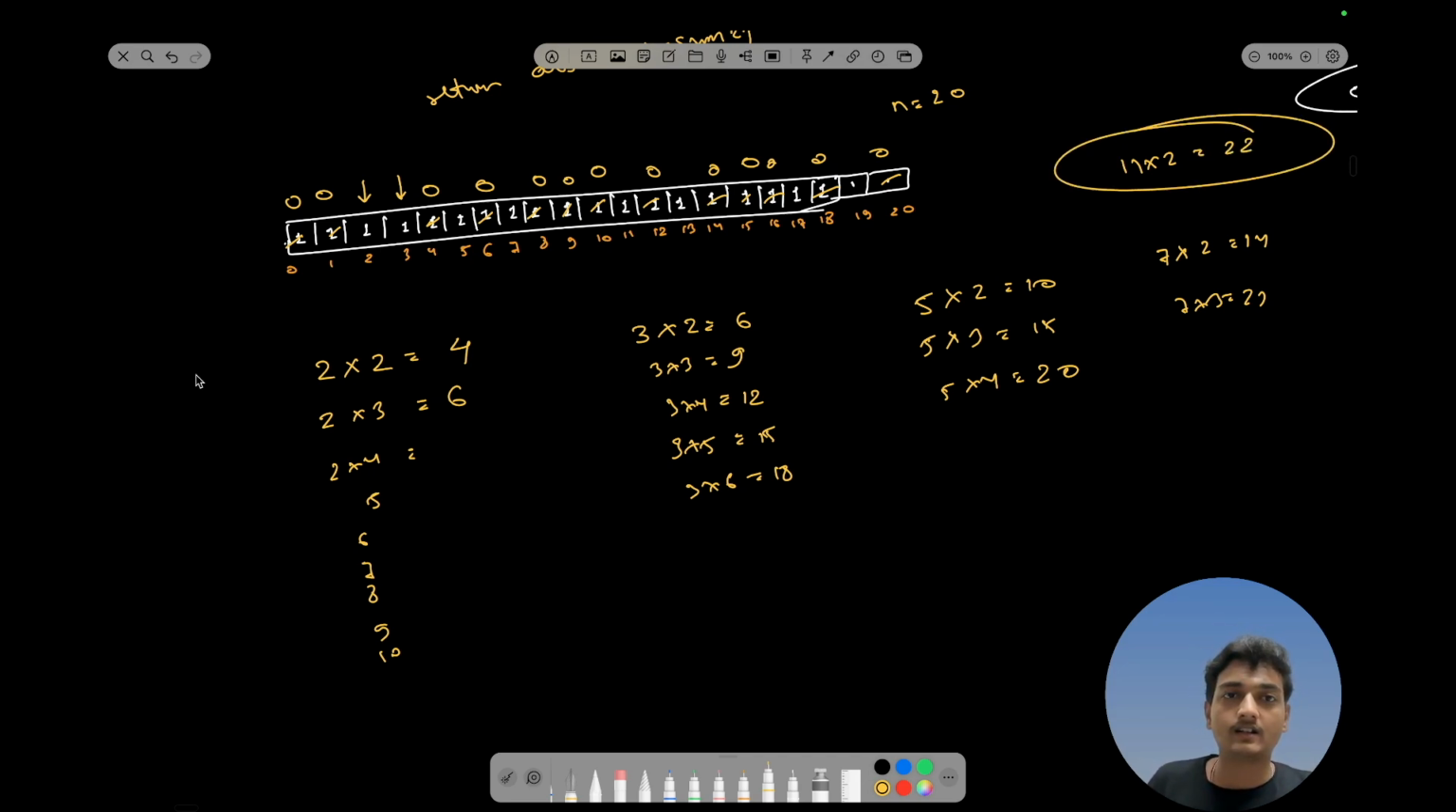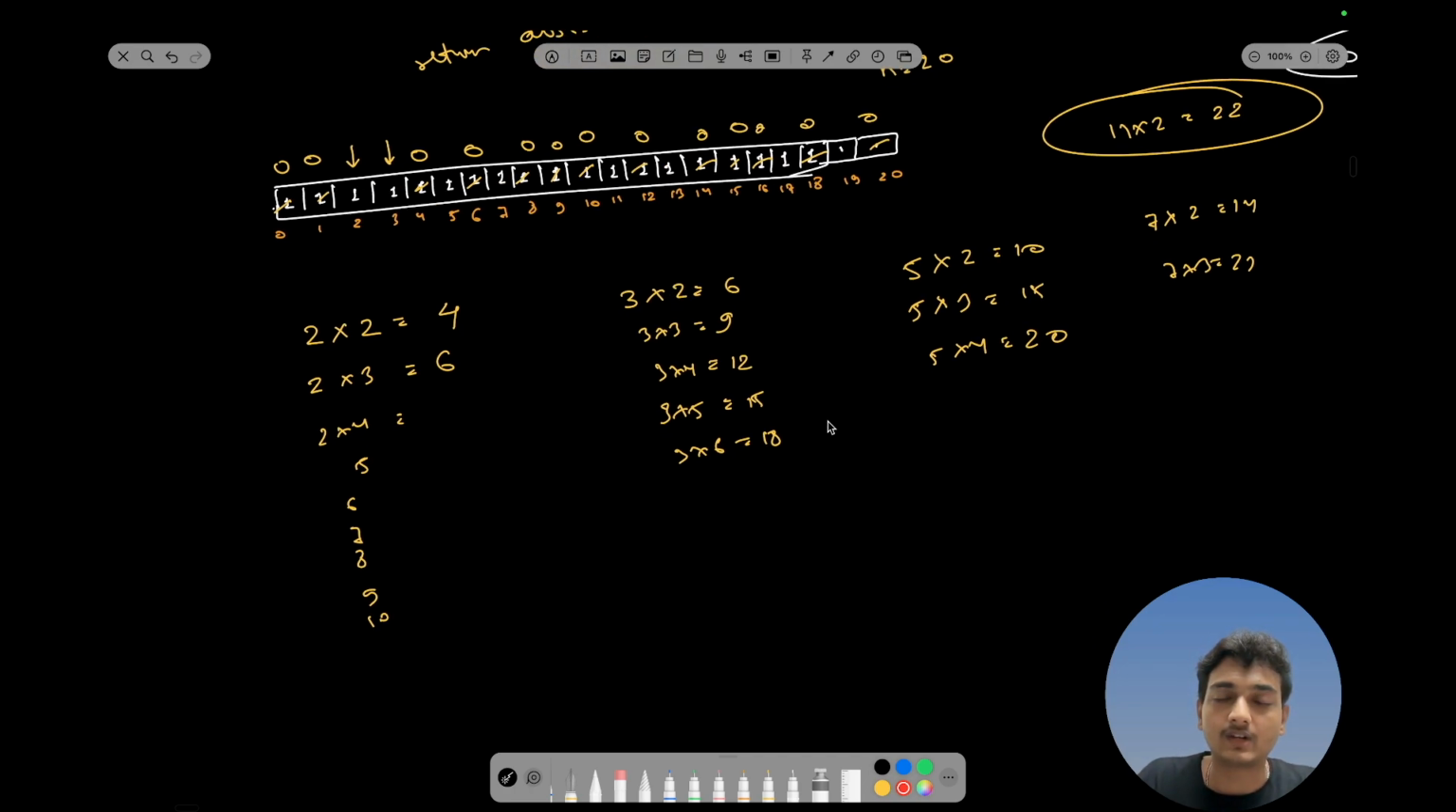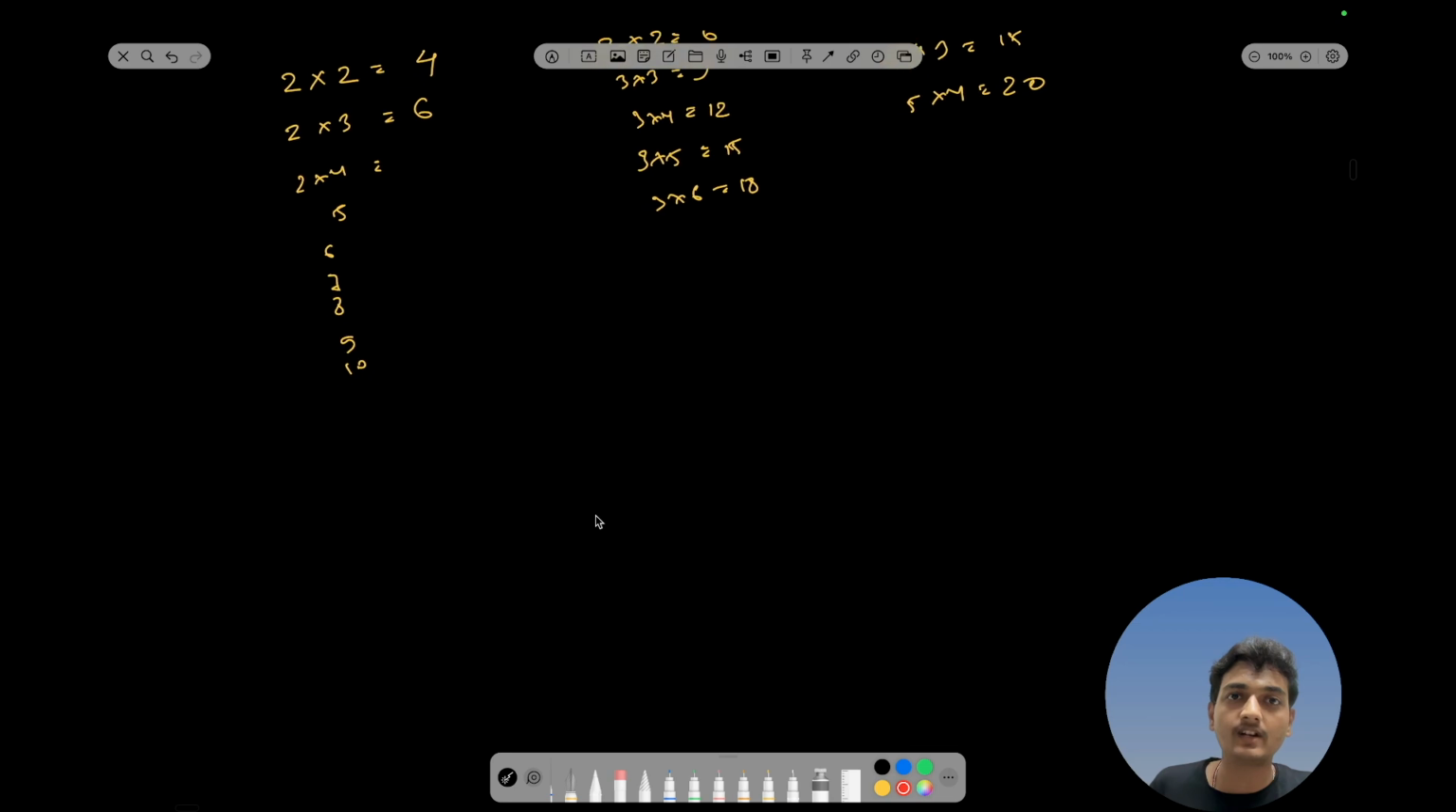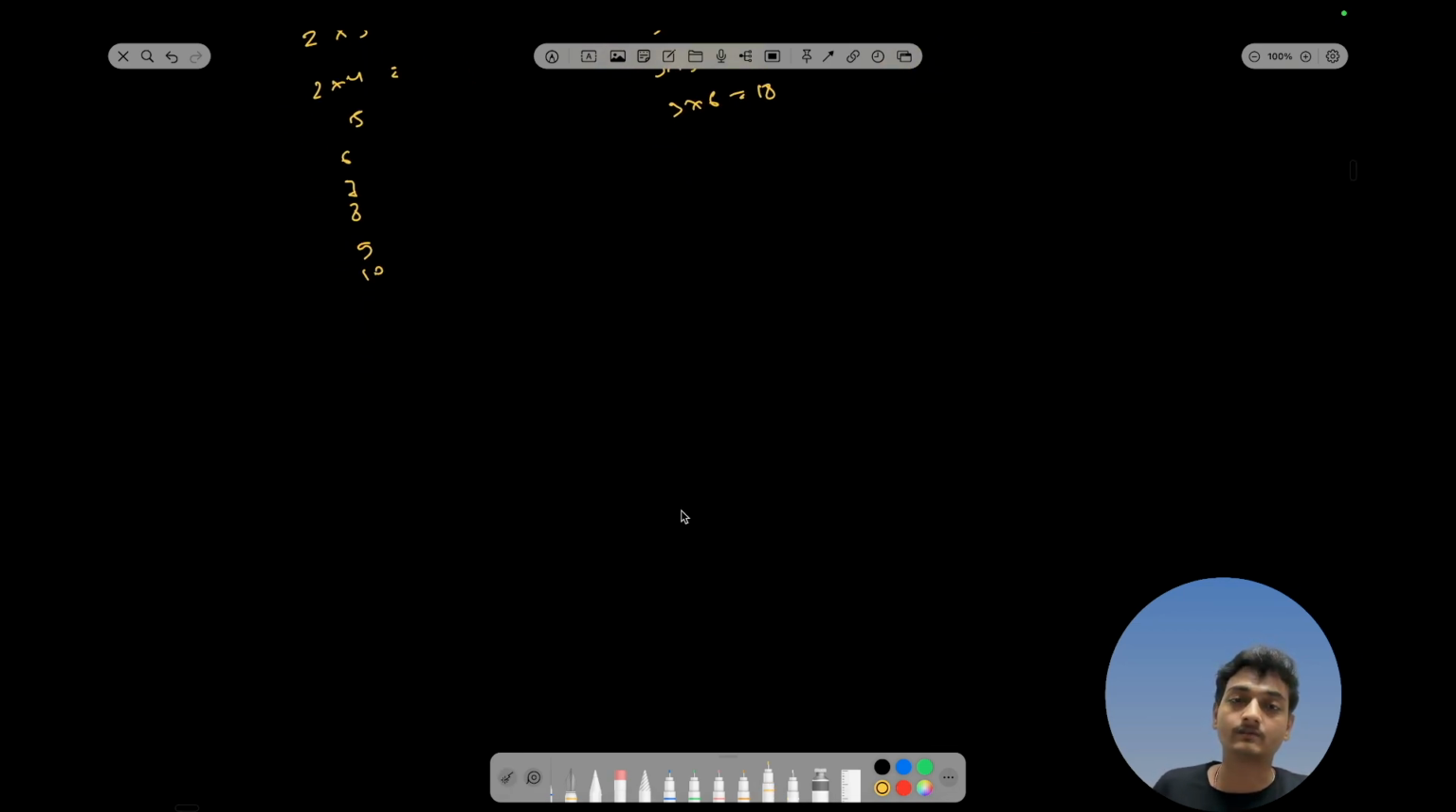So I hope you guys got it how we are calculating. So if we have to calculate for 10 to the power 5, we can simply calculate it. This approach is fine, but I have some more optimization in this. So let's first write pseudocode of it and then we will try to optimize it more. Let me write the code.